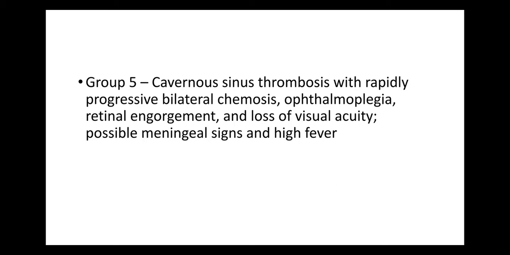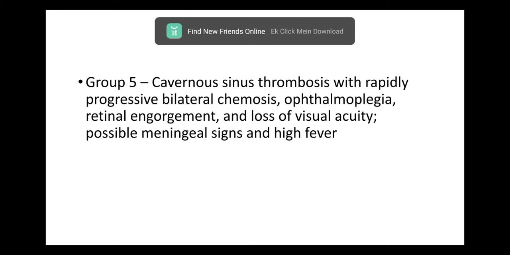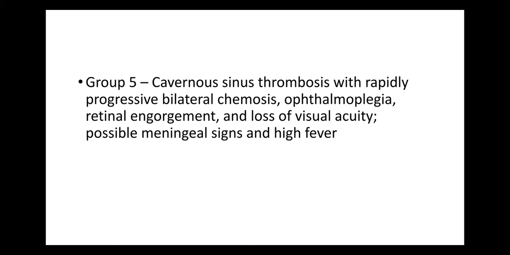Cavernous sinus thrombosis with rapidly progressive bilateral chemosis, ophthalmoplegia, retinal engorgement, and loss of visual acuity, possible meningeal signs, and high fever. These constitute the findings in group 5.